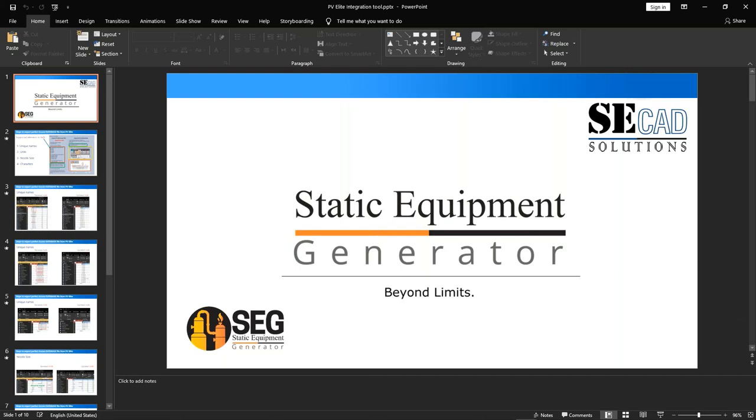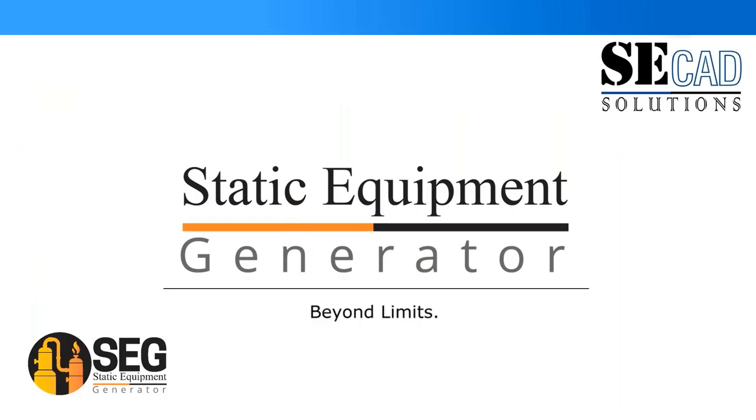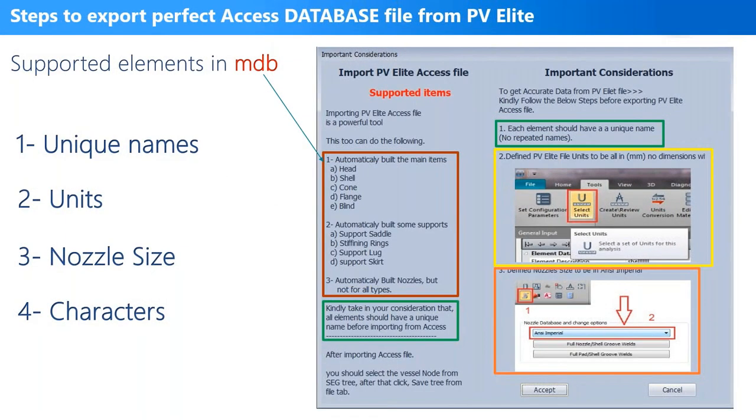In the next slide, we will discuss this point. During importing the Access Database file to SEG, we inform you that you should take some steps before exporting your model to the Access Database file. The first one is unique names. Unique names means each element in your BVLIT model should have a unique name.